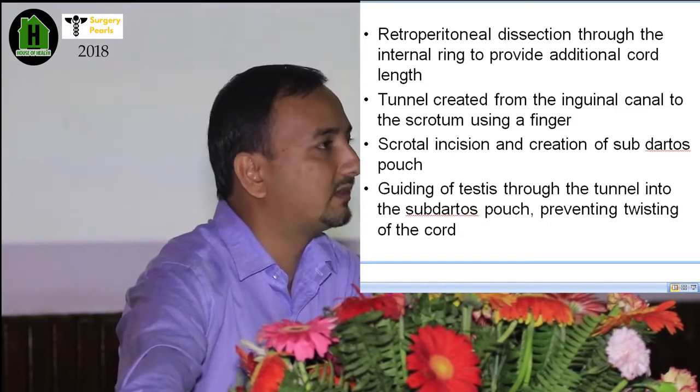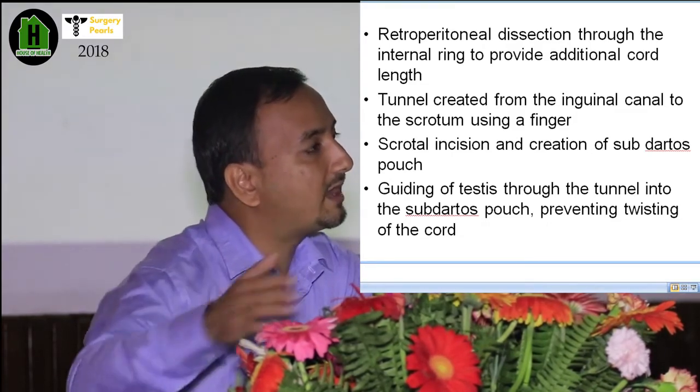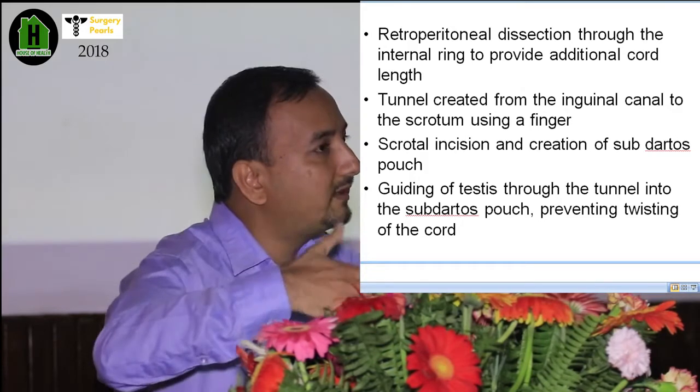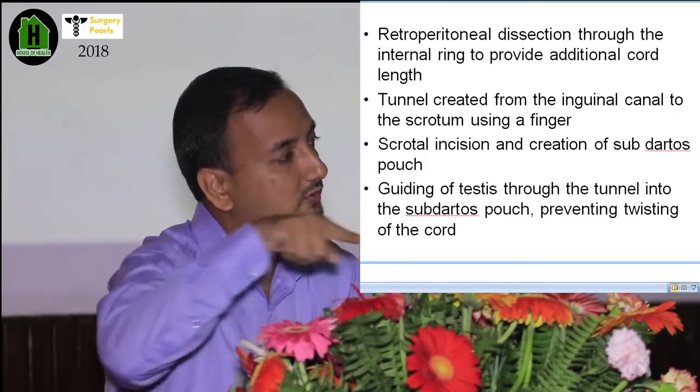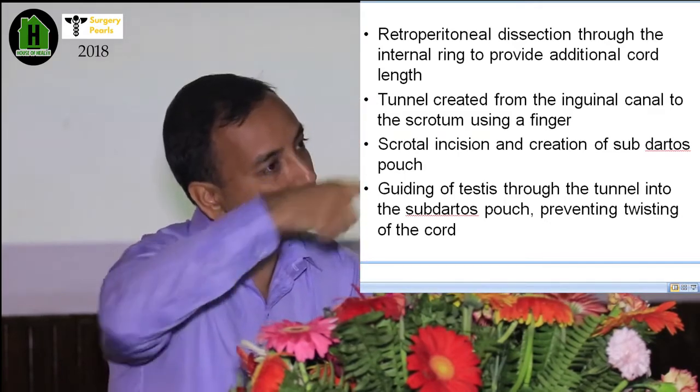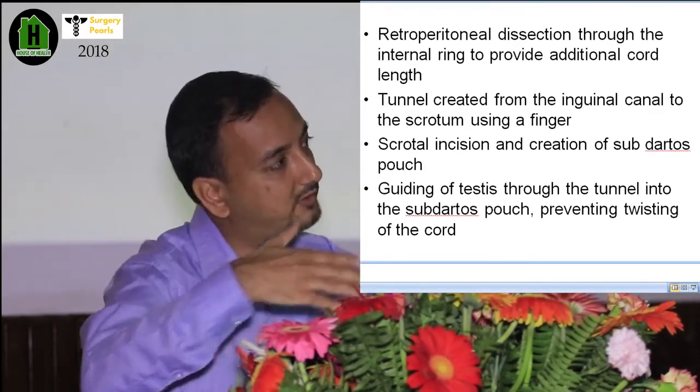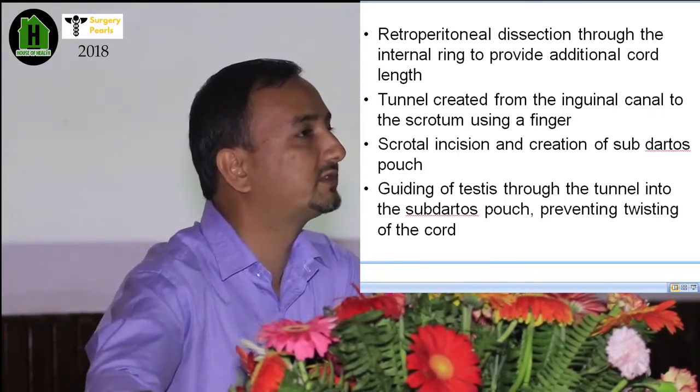This is called the Prentiss maneuver, because you all know that the hypotenuse is the shortest side of a triangle, right? So we don't want the testis to go in through the two sides of a triangle. We follow the hypotenuse. So when you do that, you gain an extra 1 to 2 centimeters of length of the cord.